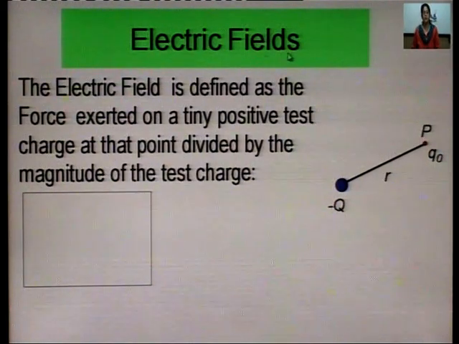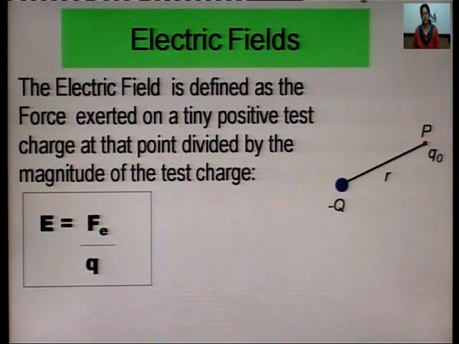Now let's define what is electric field. Till now we have discussed only Coulomb's law. Now next is the electric field. The electric field is defined as the force exerted on a tiny positive test charge at that point divided by the magnitude of the test charge.